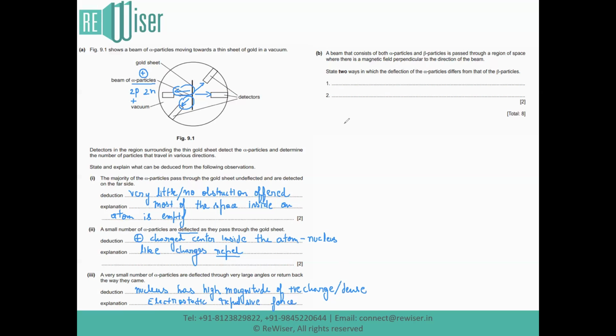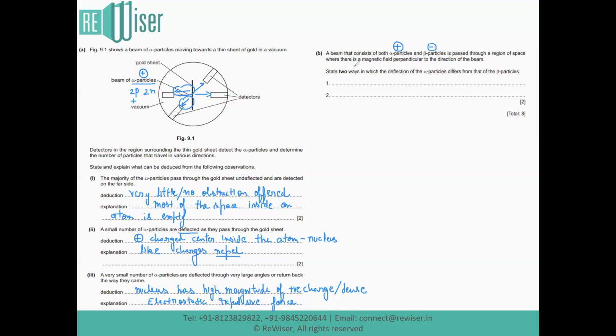Moving on to part B of the question. A beam that consists of both alpha and beta particles is passed through a region of space where there is a magnetic field perpendicular to the direction of the beam. So a beam of alpha, here alpha are positive, beta is nothing but electron being released, so negative, pass through a region of space where there is a magnetic field perpendicular to the direction of the beam. We know that charged particles do experience, in fact, a deflection when placed in a perpendicular magnetic field. So to conclude, there is going to be deflection.